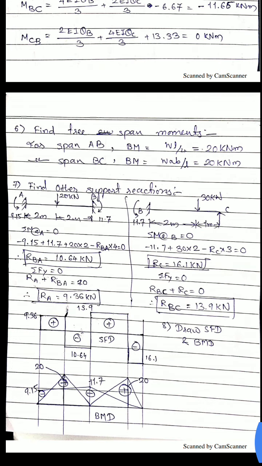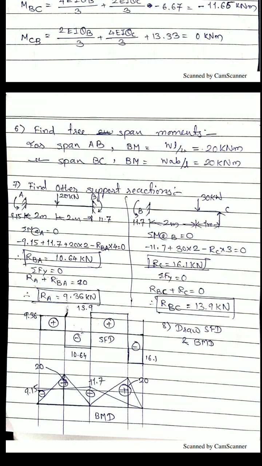Next you have to find your other support reactions. How will you find them? Just take each and every span, consider each span separately, and use your equilibrium conditions for both the spans. Let us say for span AB, if you take summation of moment about point A equal to 0, you will find RBA, and then if you take summation of FY equals 0, you will find RA. Likewise, we will find RC and RBC also, and from this we will draw SFD and BMD.